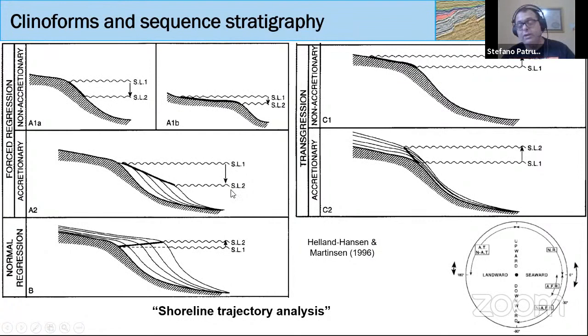Or the shoreline trajectory can go downward towards the hinterland and upward, and that's what we call a transgression, an accretionary transgression. There are certain cases where the sea level changes, but there is no deposition, and that's what in this paper they call the non-accretionary regression or transgression. So very useful, and in some of the most up-to-date formulations of the concept of sequence stratigraphy, the authors utilize the concept of shoreline trajectory analysis extensively to define what the different systems tracts look like, right?